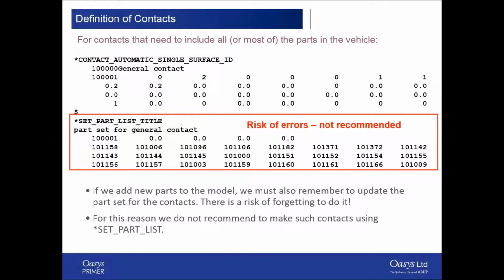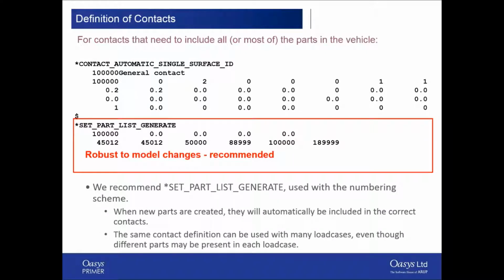Now, in terms of contacts, it's not a good idea to create a general single surface contact for the whole vehicle using a part set list. It's quite prone to getting things wrong. If you add new parts into the model, you have to remember to put them in the list, and so on. Much better to use a part set list generate. That's where you specify a start and end range, and anything between those two numbers will be included in the model.